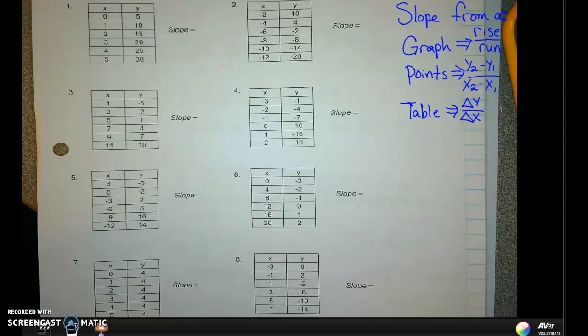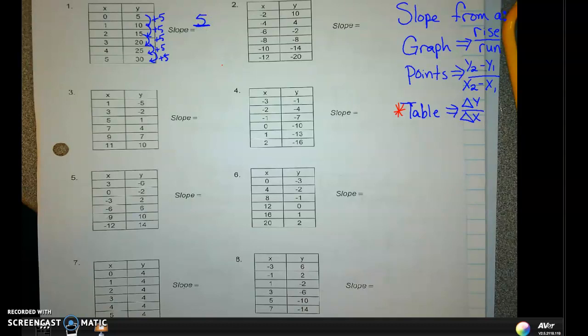Okay, so now let's look at the back side. Now we're finding slope from a table. So you've got to do change in y over change in x. We're going to go through the odd ones to determine the slope. So first, change in y. To go from this y to the next y, that is plus 5. To go from 10 to 15, plus 5. 15 to 20, plus 5. 20 to 25 is plus 5. 25 to 30 is also plus 5. So that means the change in y is 5.